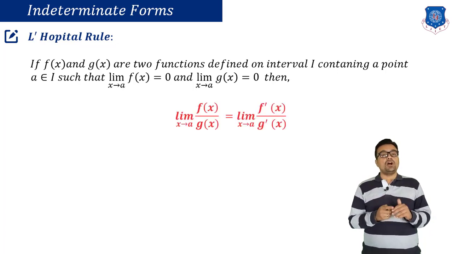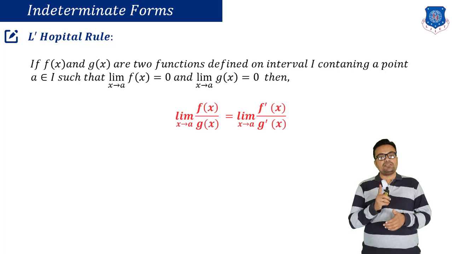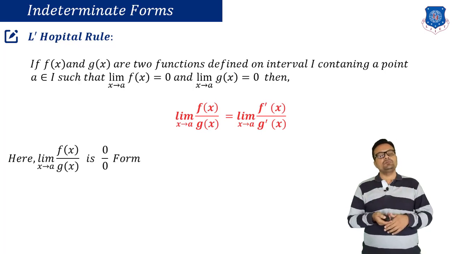Then, how to find this? This is nothing but the 0 by 0 form. In such cases, by taking limit x tending to a on f of x upon g of x, you can equivalently consider the same answer by f dash upon g dash. f dash is the derivative of the function with respect to x in the numerator, g dash is the derivative of the function g in the denominator. These are two separate derivatives. This form is particularly known as the 0 by 0 form.